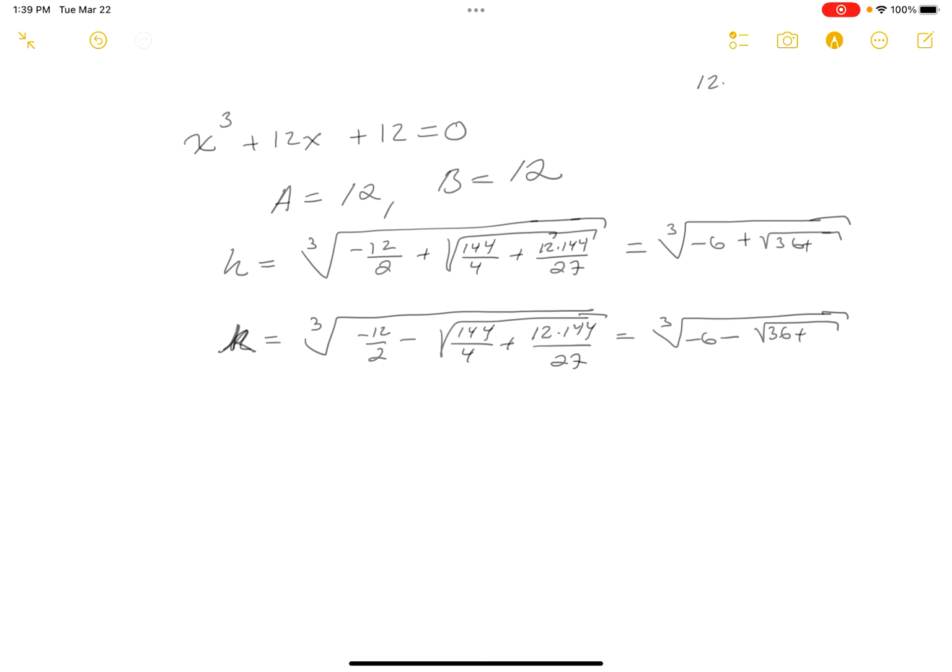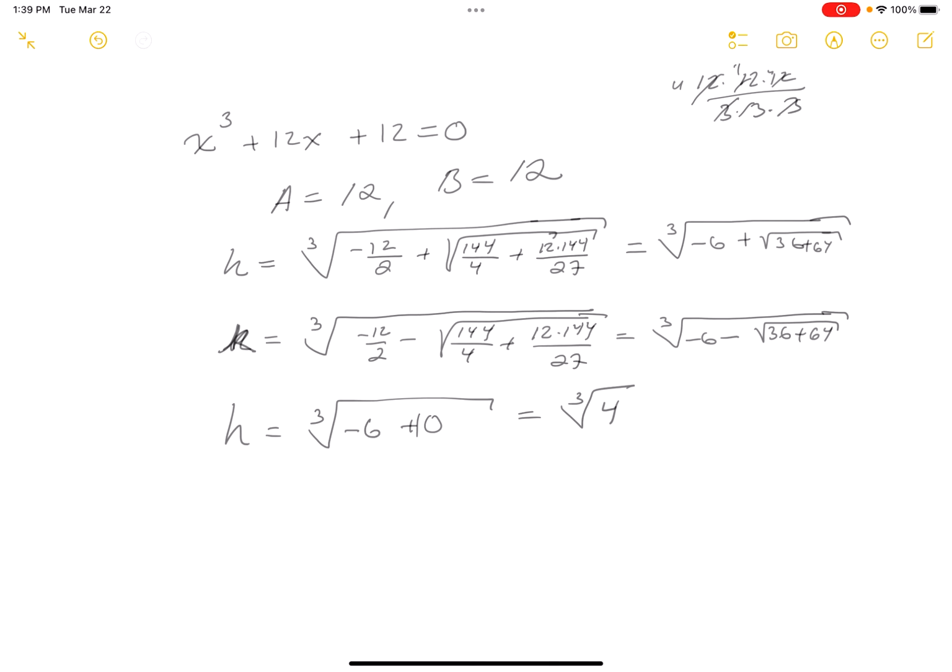12 is 12. 144 is 12 times 12. So what do you get? 27 is 3 times 3 times 3. So it's going to be 4, 4, and a 4. 64, right? Well, isn't that convenient? All right, let's write this down. H is the cube root of minus 6 plus the square root of 100, which is 10. Whoops. So this would be the cube root of 4.